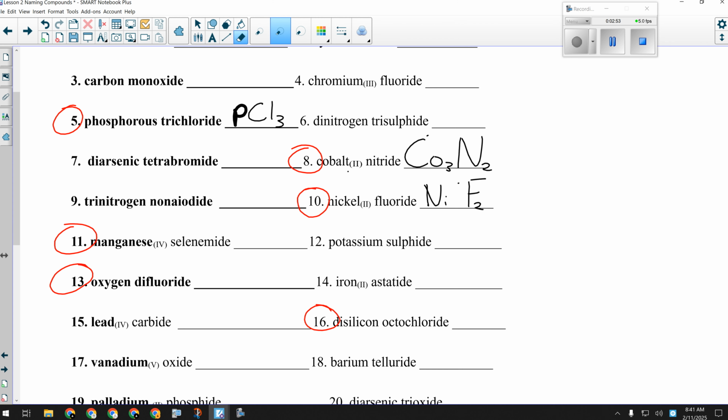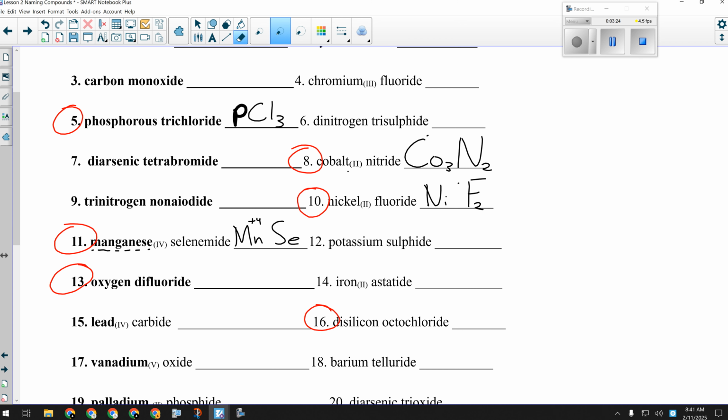Number 11, another one with the Roman numeral in it, so another ionic compound. Something I see happen a lot, I know it happened earlier because a few people had mentioned it, manganese and magnesium, they're easy to get mixed up because they sound a lot alike when you say them. Just make sure manganese is always going to have a Roman numeral because it's got more than 1 charge where magnesium doesn't.